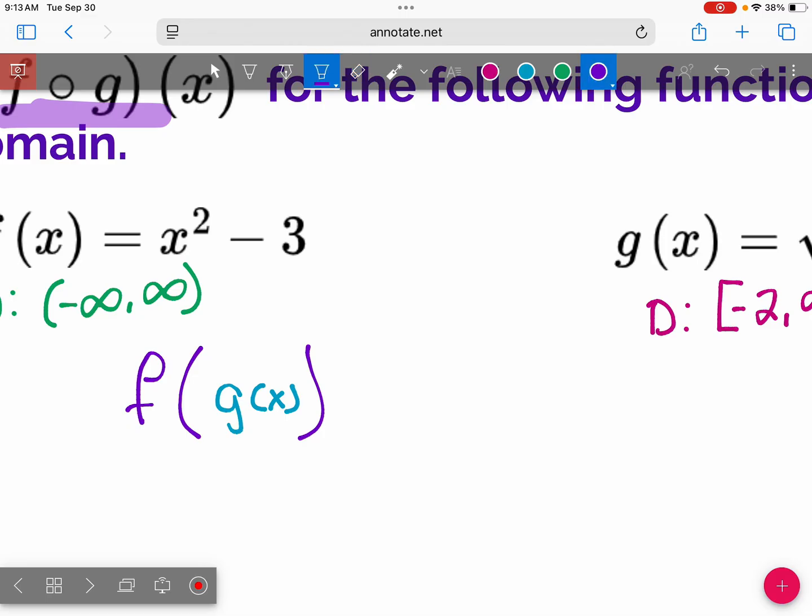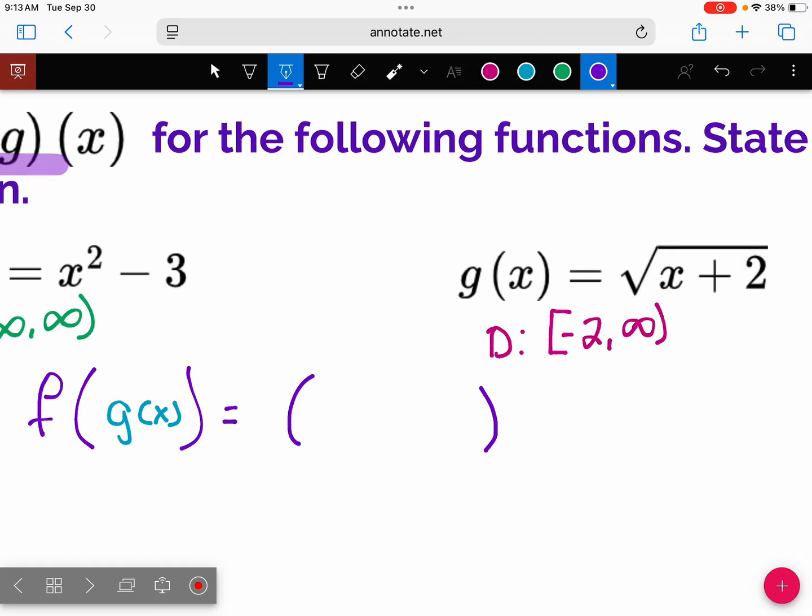Because what we're going to do is, inside our f of x function, in place of the x, I'm going to put a big set of parentheses. So that would be my something, my x squared minus 3. But inside is where we're going to put our g of x, and g of x is our square root of x plus 2. So I'm taking my whole g of x and putting it in place of the x in f of x. And then we're going to simplify.